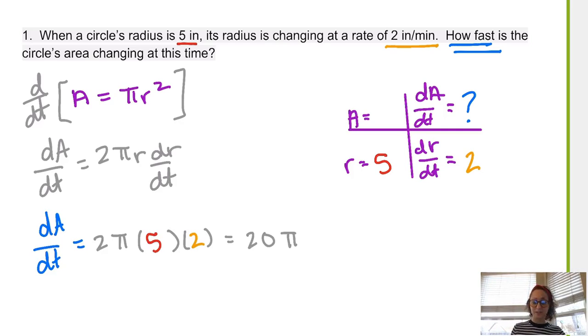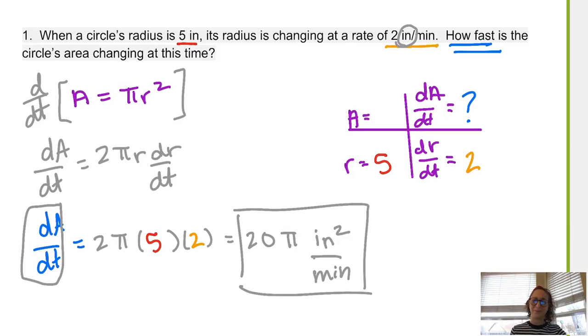Now let's talk about units. We were looking for the change in area over time. Look at what we were solving for, right? And so I need some unit of area over some unit of time. Area has how many dimensions? 2. And notice our dimension of length or space was inches. So I'm going to have inches squared for area over, and now I need a unit of time, which was minutes. So final answer, 20 pi inches squared per minute. And what are we doing here? Well, we've got this circle that's changing, and we're freeze framing at a certain moment in time.